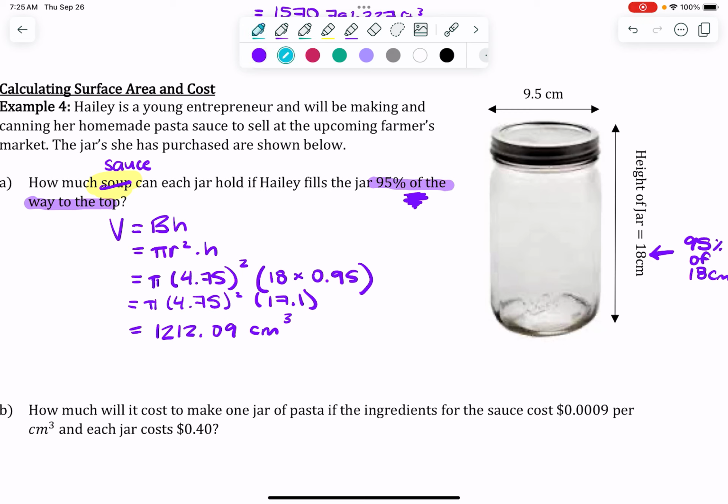Ta-da! Okay, that's how much sauce can fit in a single jar. Good job, team.